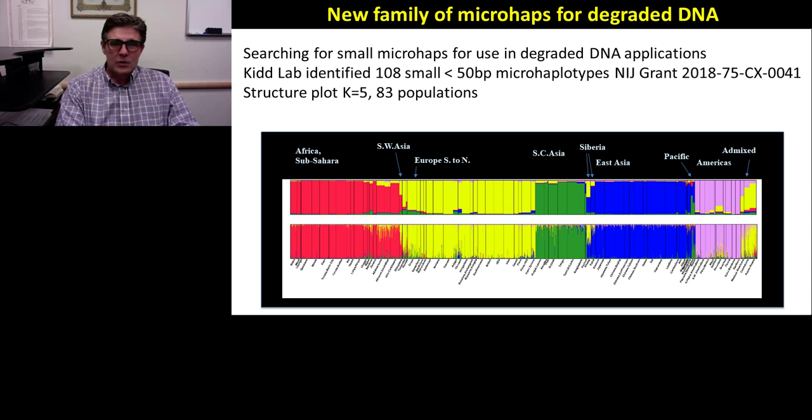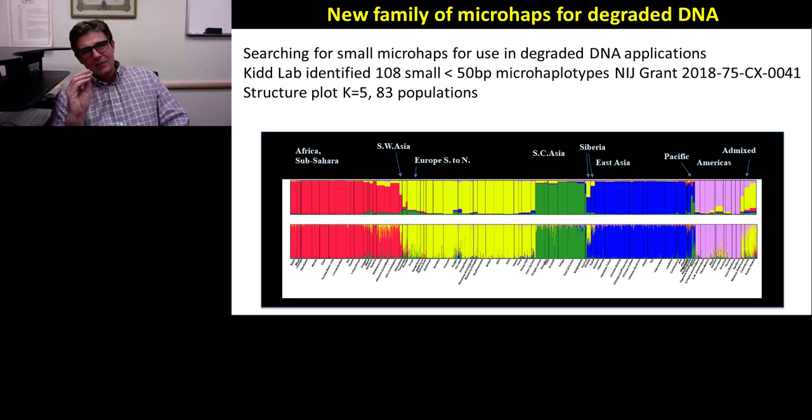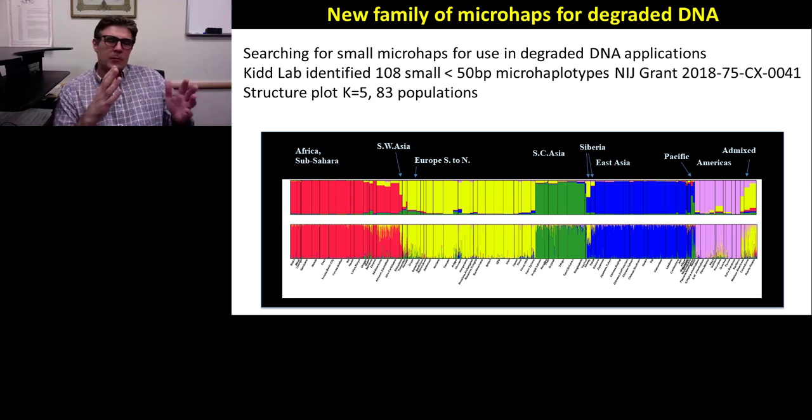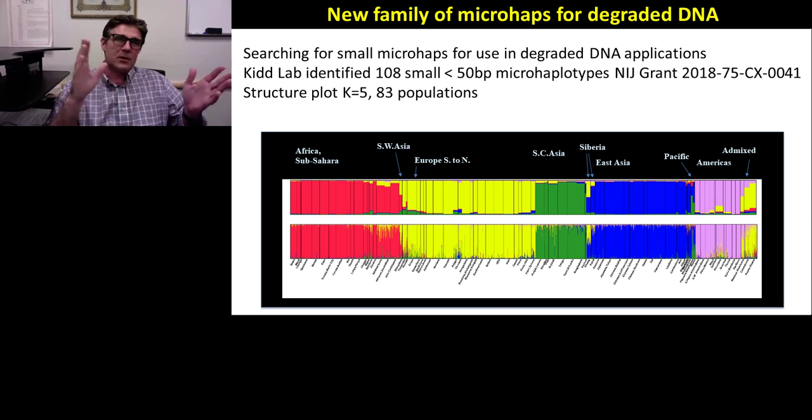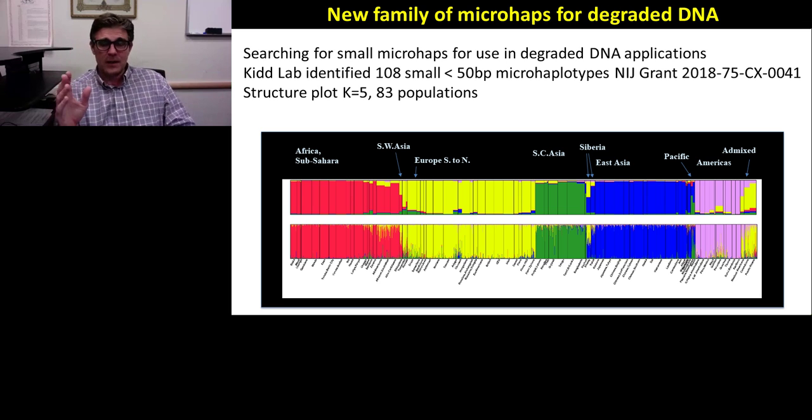The next frontier of these microhaps is already being addressed by Dr. Kidd, who's now focused on identifying microhaps that are very small. The advantage of these small microhaps is that they're going to be a lot more effective on extremely degraded DNA. So STRs go from approximately 100 onward, and with massively parallel sequencing, maybe you can stay between 100 and 200, 250, something like that.